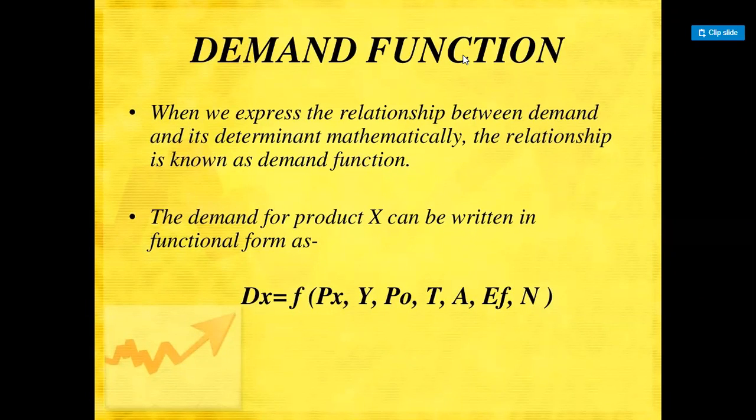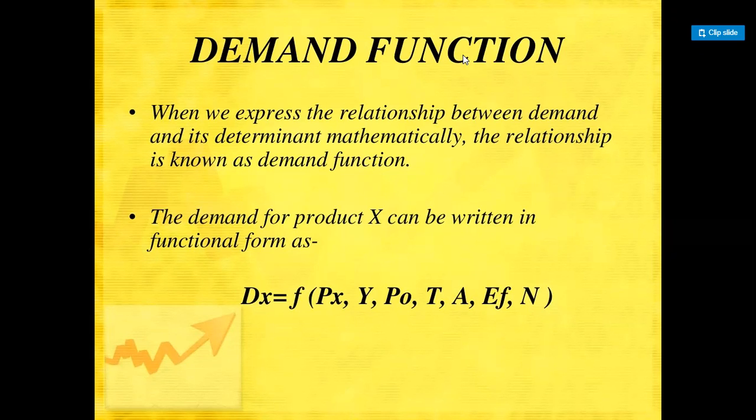Dx equals f, where Dx shows the demand of the commodity. Commodity X means any commodity. Px shows the price of the given commodity. Y shows the income of the consumer, and PO shows the size and the composition of the population. T for the taste and preference.